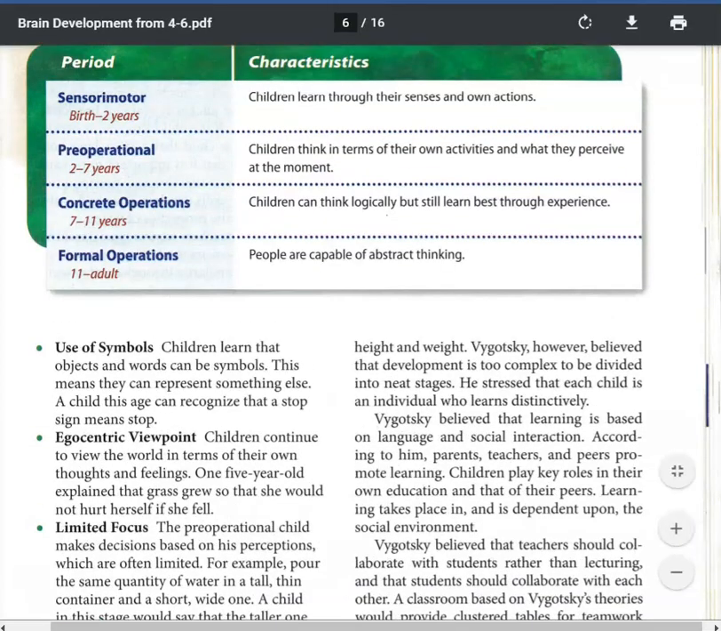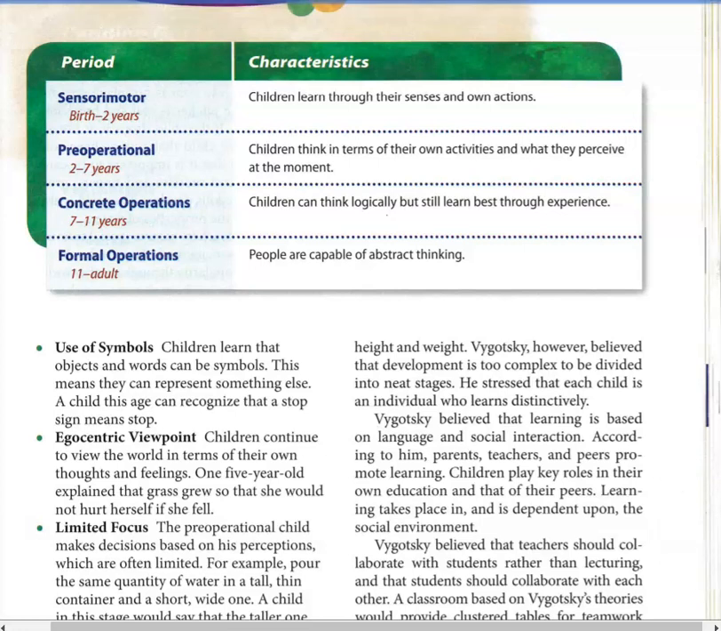Just to go over real quick the different periods of Jean Piaget's theory. Birth to 2 years is sensory motor. Okay? So they're learning through their senses and their own actions. 2 to 7 is pre-operational, it's the children's own activities, what they perceive at the moment, which we just talked about. 7 through 11 years old is concrete operational. So children are starting to think logically, but their best way of learning is through experience. And then formal operations from 11 years old through adulthood, people are then able to conduct abstract thinking and think on their own.